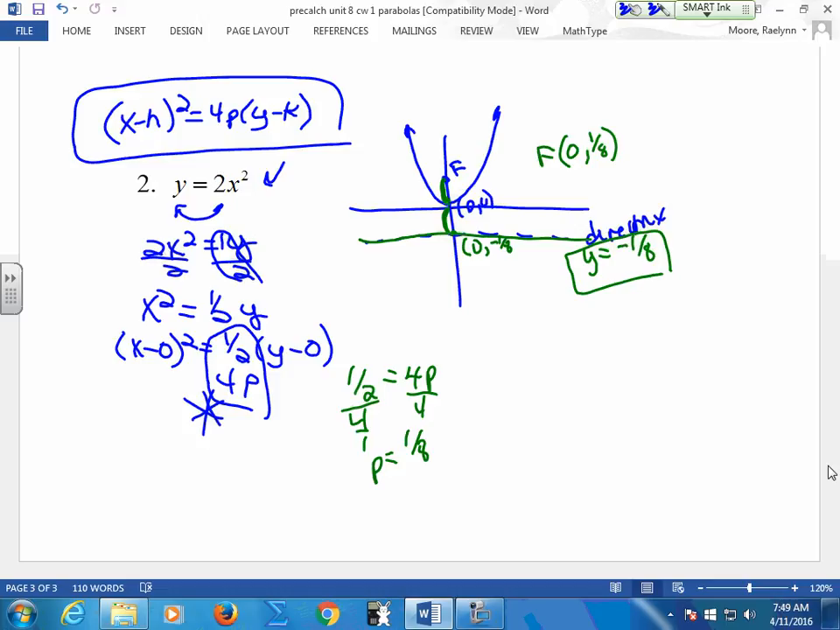This one was a nice one because you're familiar with this guy. And you knew it opened up, you knew it was 0, 0, but you couldn't tell me the focus point, you couldn't tell me the directrix from this one, right? Until we put it into this format. And if I didn't need to know the focus and the directrix, I would never change it. I'd be fine with that guy.